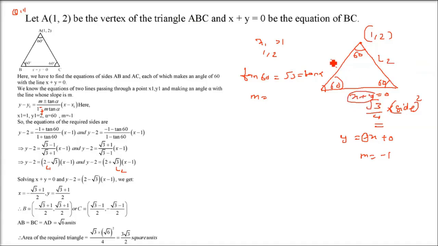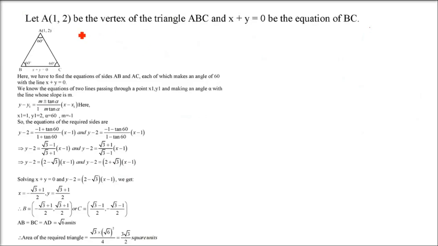Now with x plus y equals 0, we have to find the intersection with L1, and similarly the intersection of L2 and x plus y equals 0. One I'm going to find for you, and the second you will do by yourself, knowing how I did the first one. So let me take x plus y equals 0, and the other line, you can take any of these: y minus 2 equals 2 minus root 3 into x minus 1.